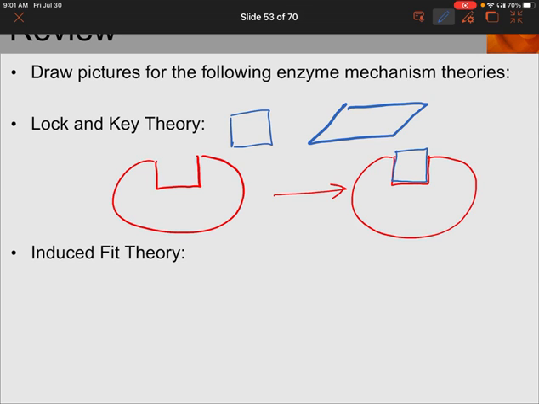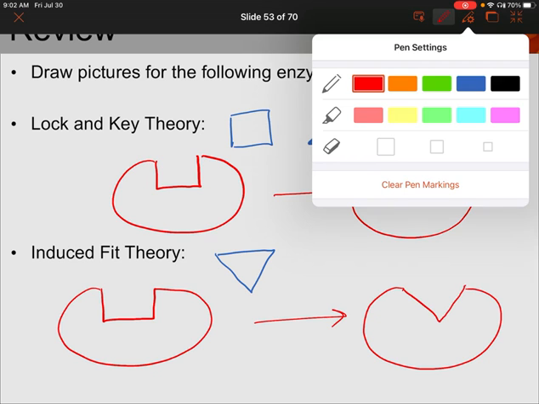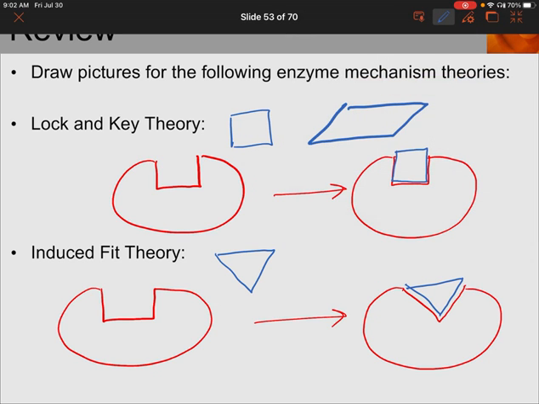Now let's draw a picture of the induced fit theory. Let's say the active site is shaped like a square again, but maybe this time the enzyme can change its shape to accommodate something different. So maybe we have a triangle. Then if the enzyme changes shape, its active site could become a triangular shape to fit our substrate. And obviously, molecules aren't shaped like squares or triangles, but you get the idea.